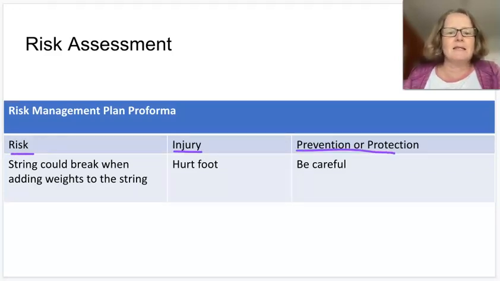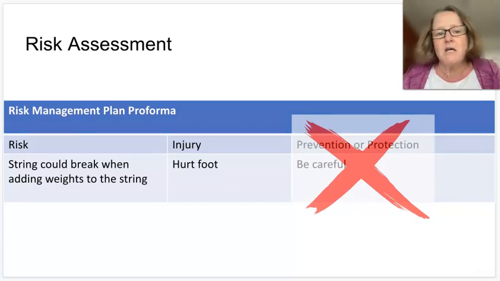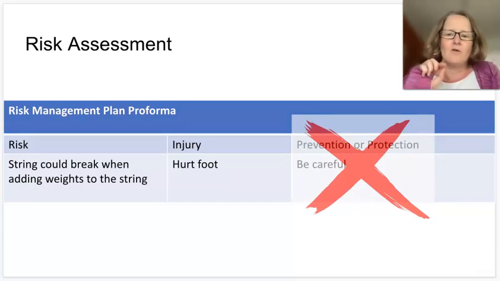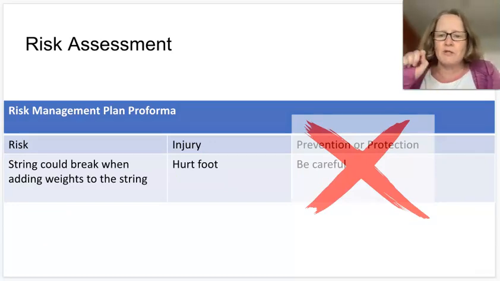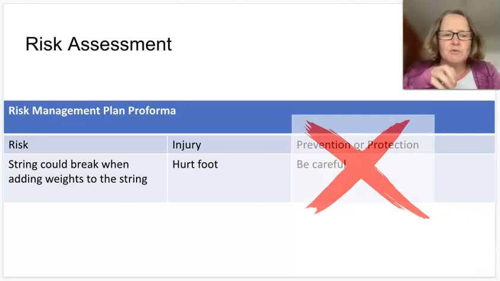Our example here is adding weights to a string. And if the string were to break, when the weights get heavier and heavier, it might land on your foot and hurt your foot. So this person has said to be careful. Well, that's rubbish, because that's never going to get you a mark. So be really aware of what you say as prevention or protection. It has to be specific, and it has to explain how you have reduced the risk.